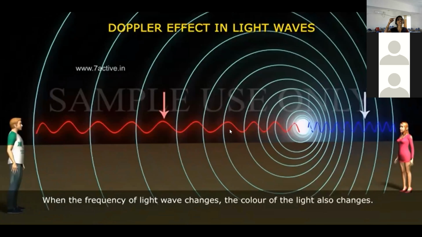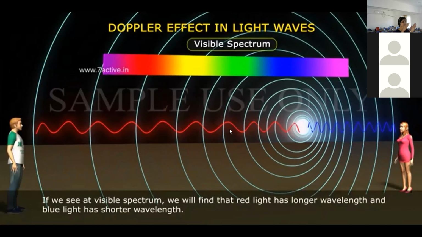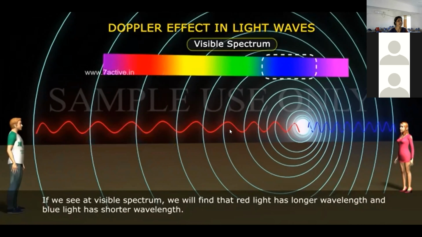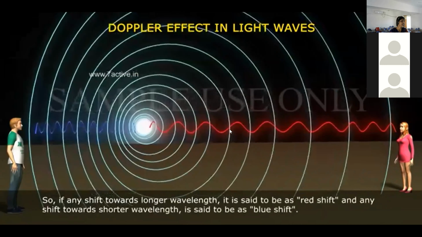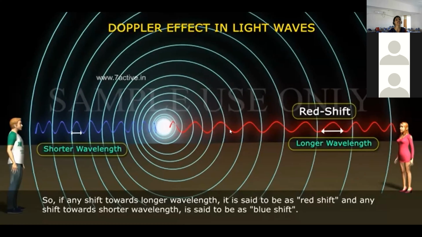This is the Doppler effect in light waves. Light moves as a wave, and this is part of the electromagnetic spectrum. In that, we can see only the visible spectrum, which is in the range of 400 to 700 nanometers. Any shift towards longer wavelength is said to be red shift, or you can classify it based on frequency. Any shift towards shorter wavelength is said to be blue shift.